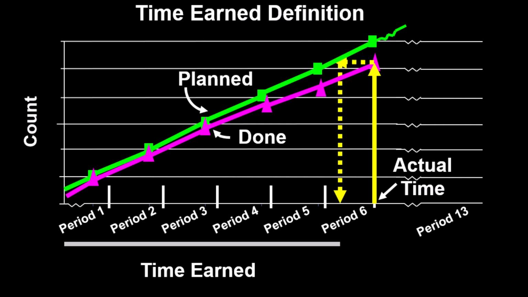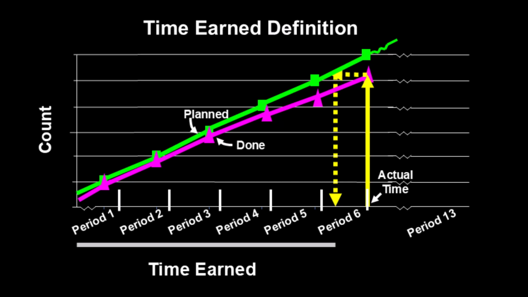How much is it? Count the number of full periods. That's 1, 2, 3, 4, 5. Stop there, because period 6 is only partially complete. That happens all the time. The fractions add up and have a big impact on schedule performance. We need to figure out how much time there is in the partial period.